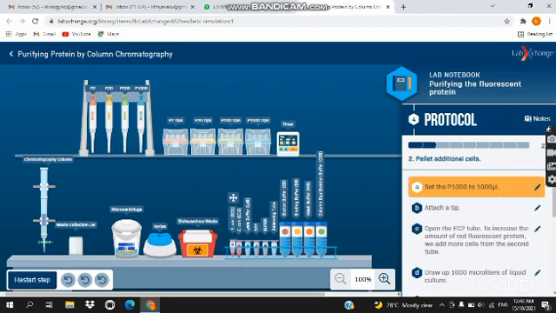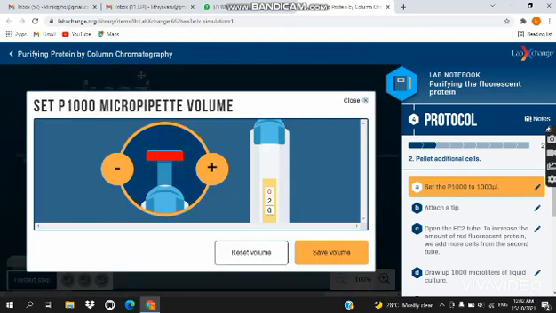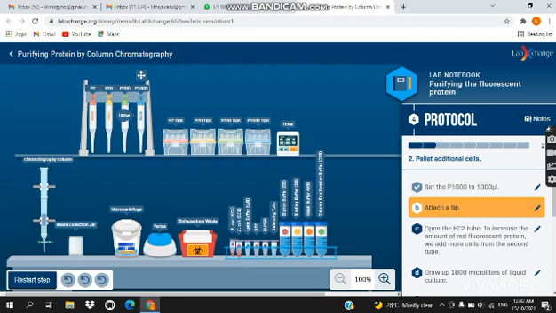Next, set the P1000 micropipette. Set up the pipette and increase the microliter volume.